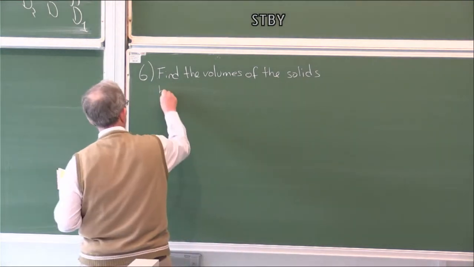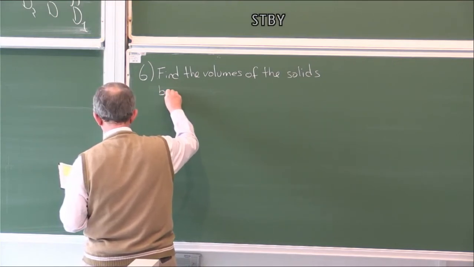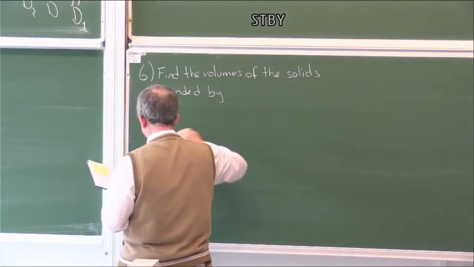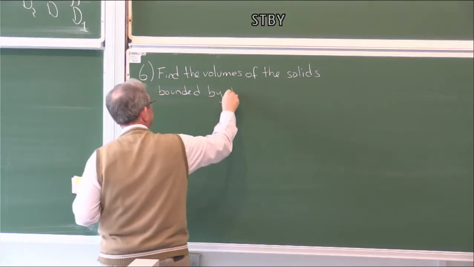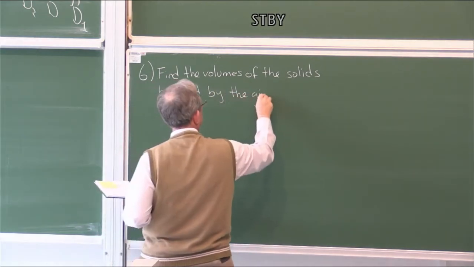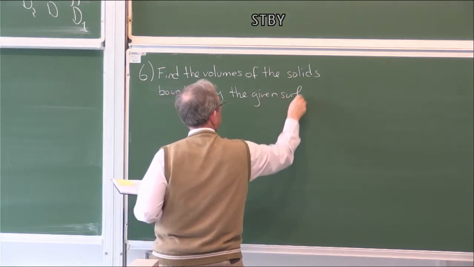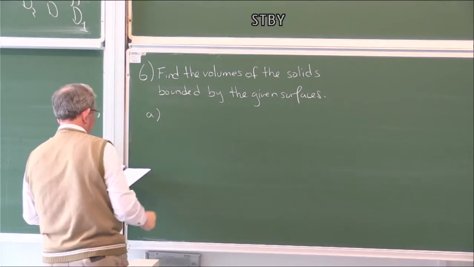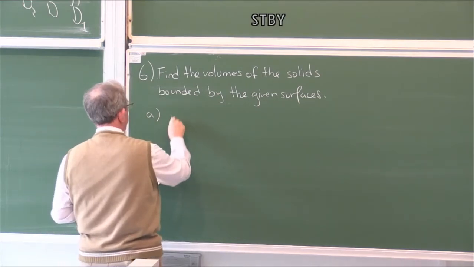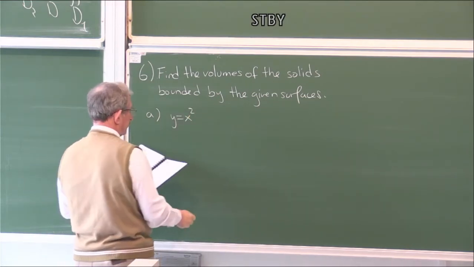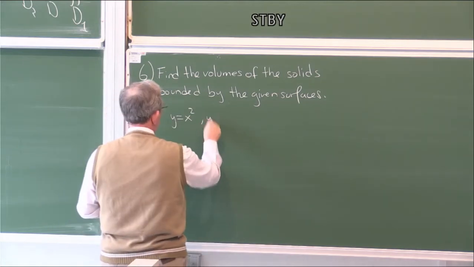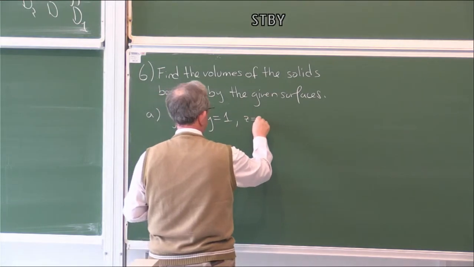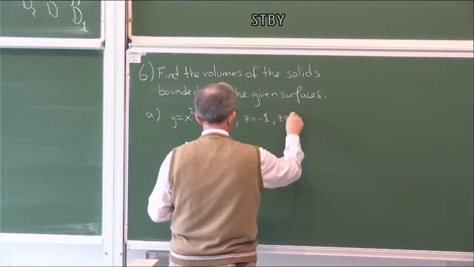bounded by the surfaces given. Okay, let us start with our first example. They are bounded by the surfaces y is x squared, y is 1, z is minus 1, and z is 2.